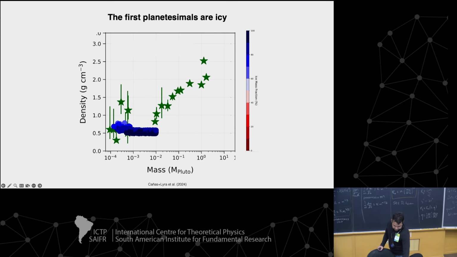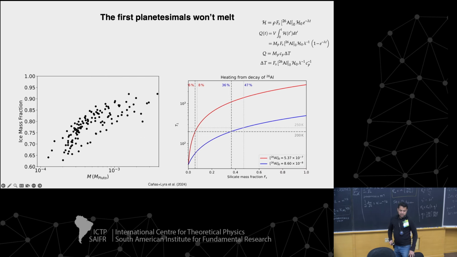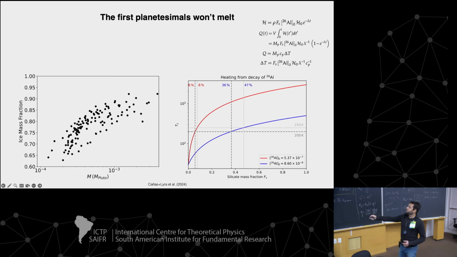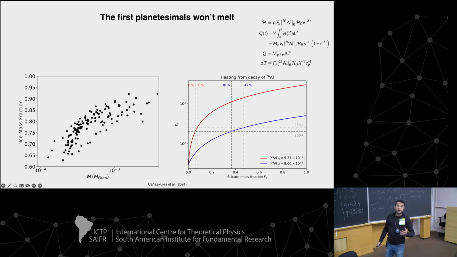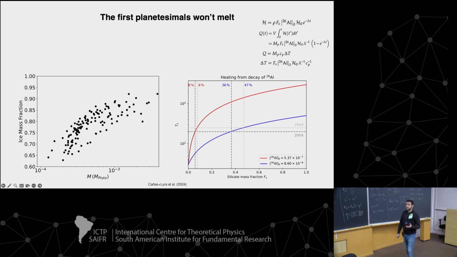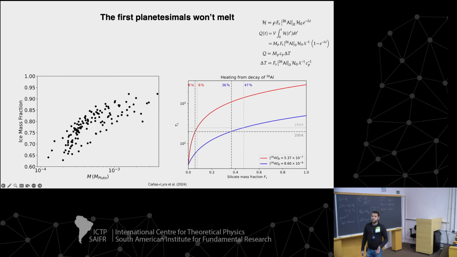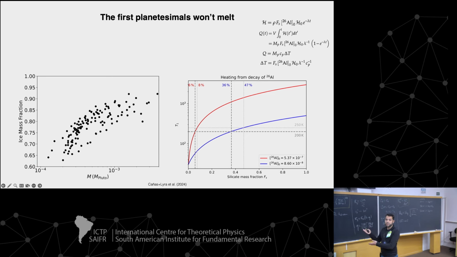Right? But even before that, because you form these by streaming instability of ices, you can calculate the ice mass fraction that these objects have, and this is the number that you find. Right? They are very, very icy. So the aluminum-26 is binding to the silicates, not to the ices. So you form ice-rich, aluminum-free objects to start with.